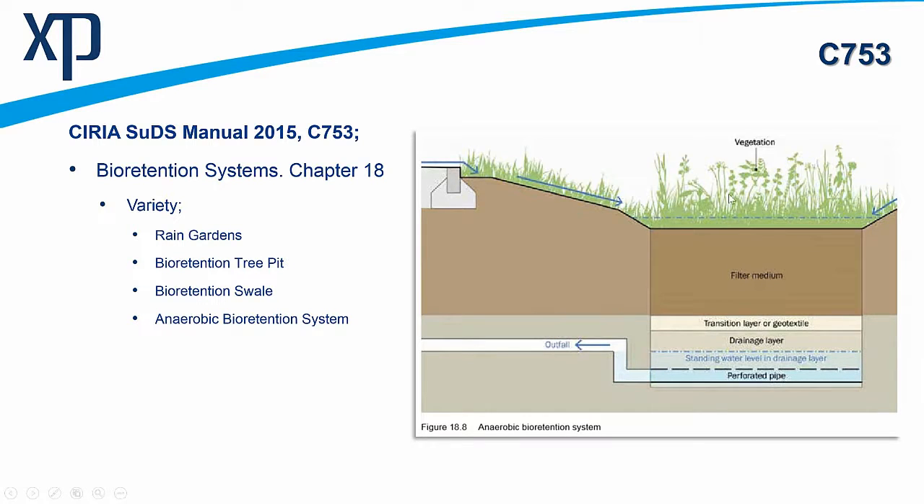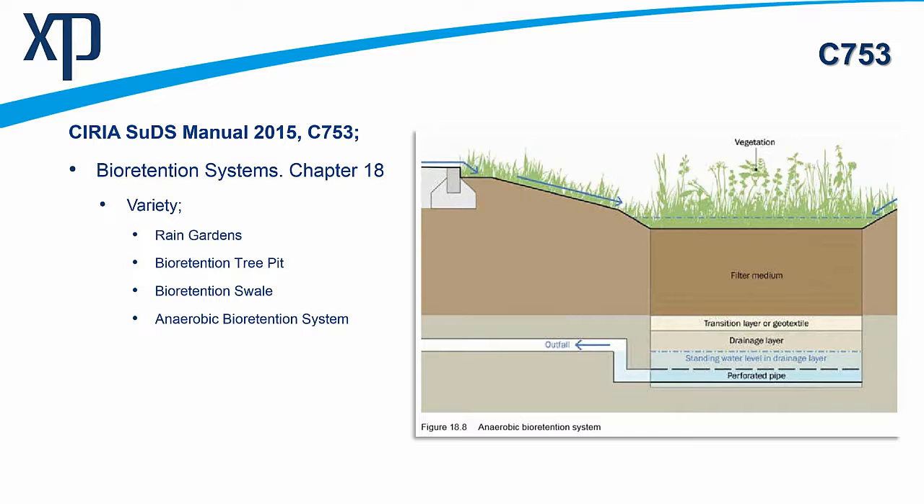in the future. Again, we have vegetation on the surface, side slopes or hard edge could be introduced here. The filter medium, transition layer or geotextile to prevent fines from migrating through from the filter medium down into the drainage layer. We don't want them clogging up. And then we have the standing water within the drainage layer and then an outfall coming away. All of these different things could be designed and modeled within the MDSuDS module.